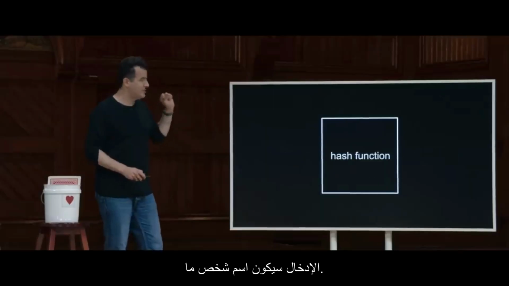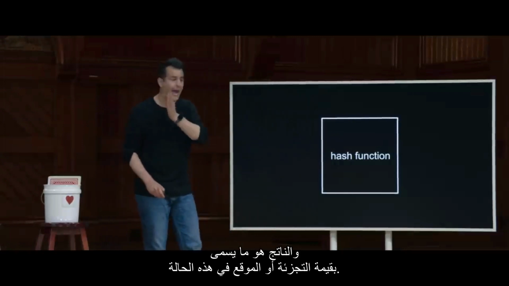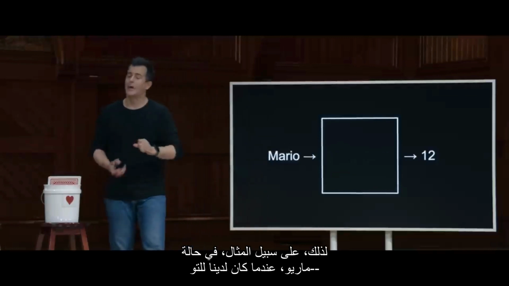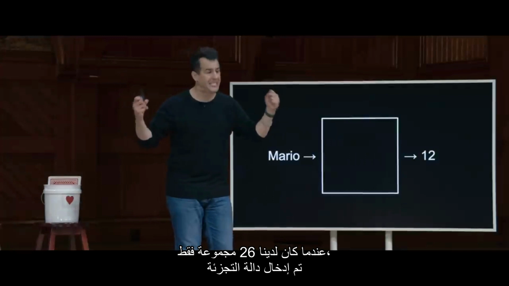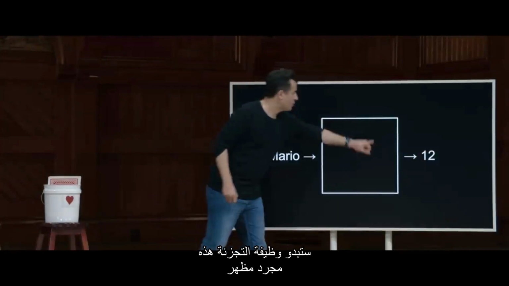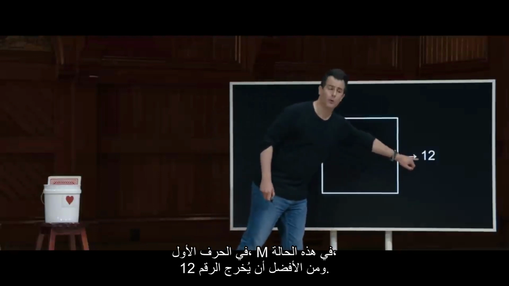The input is going to be someone's name. The algorithm in the middle is going to be the hash function. And the output is the so-called hash value, or location in this case. So for instance, in the case of Mario, when we had just 26 buckets total, the input to the hash function would be Mario. That hash function would really just look at the first letter, M in that case, and would ideally output the number 12.